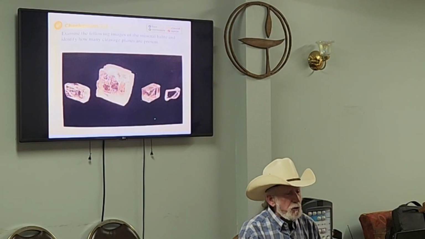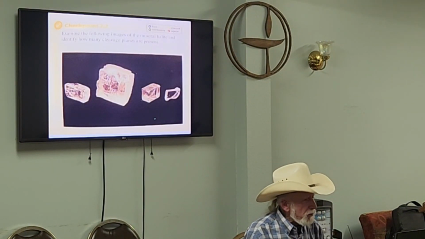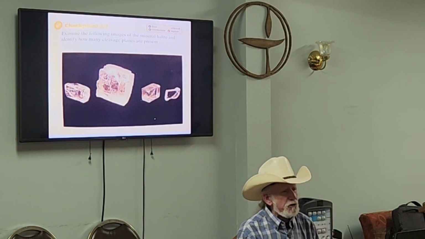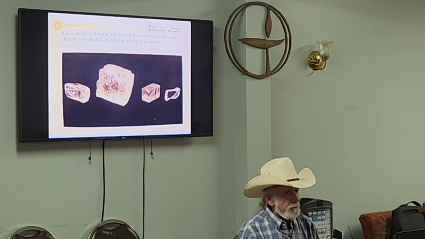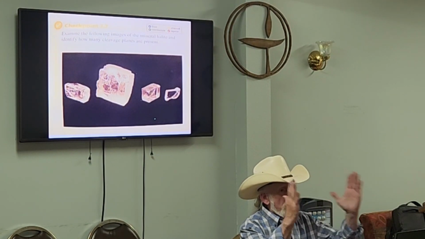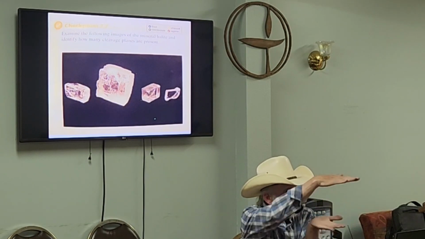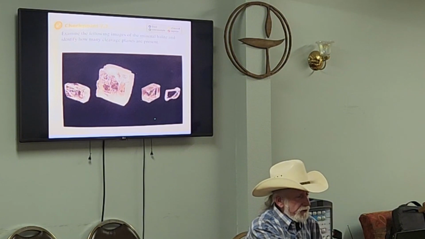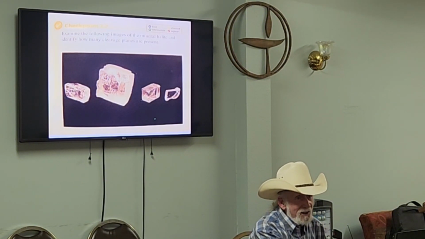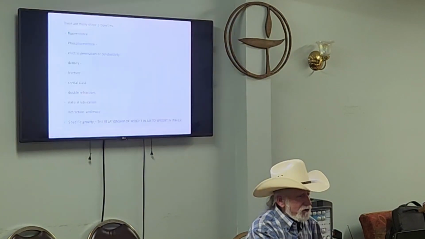All right, take a look at these pictures. Examine the following images of the mineral halite and identify how many cleavage planes are present. Cleavage planes. How many? 6. Incorrect. 3. 1, 2, 3. A plane is a direction, okay? So that's a cubic. Cubic has 3 planes of cleavage, maybe 6 sides, okay? You're not counting sides, because 2 sides are the same.